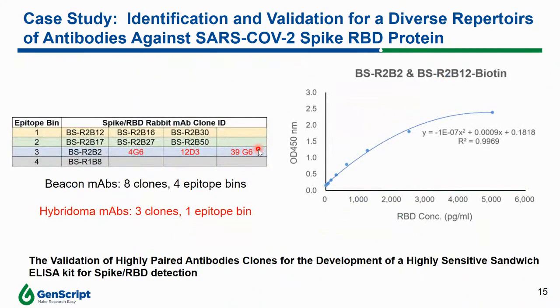So these rabbit monoclonal antibodies were then further analyzed with epitope binning, and we found that the rabbit monoclonal antibodies discovered from the Beacon platform were distributed across 4 different epitopes. In contrast, using the hybridoma approach, only 1 epitope was occupied among several rabbit monoclonal antibodies. So this was actually in agreement with what the broader scientific community has observed. That is, a more diverse antibody repertoire can be discovered using the Beacon platform at an efficiency that cannot be achieved using hybridoma technology.